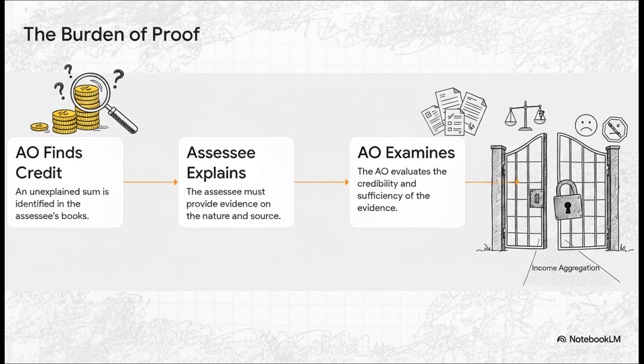So look, here's how it plays out. It all starts when the assessing officer, the AO, finds a credit in the books.